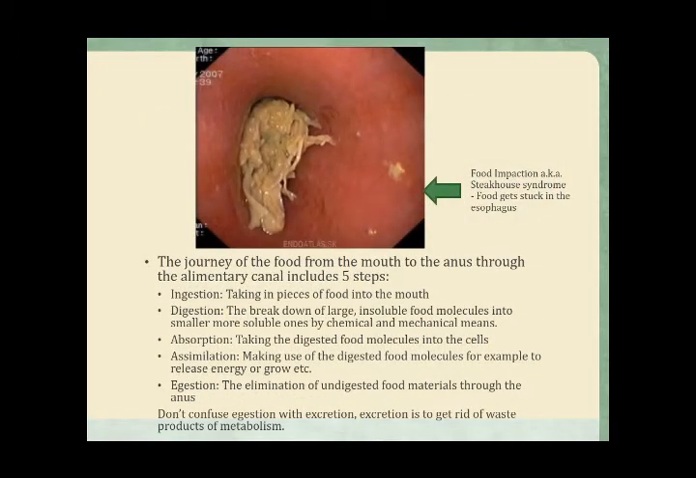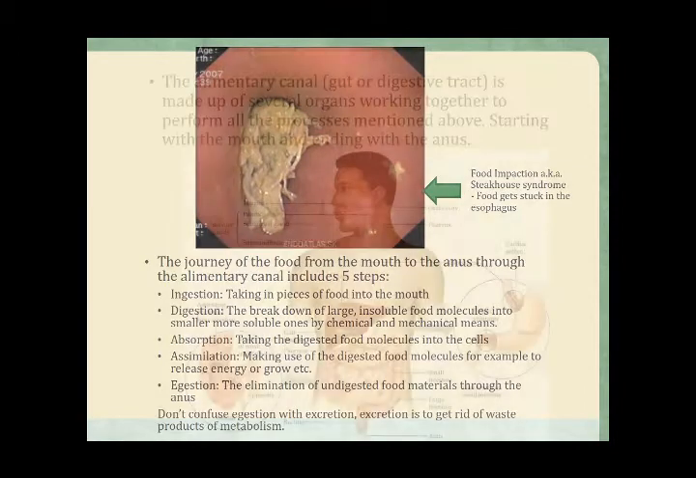The journey of food from mouth to anus involves 5 different processes. Ingestion, where you take food into your mouth. Digestion, the breakdown of large food molecules into smaller ones by mechanical and chemical means. Absorption, where you take the food molecules into cells. Assimilation, where you make use of those molecules, making them part of you. And egestion, where you expel whatever is unused back out.